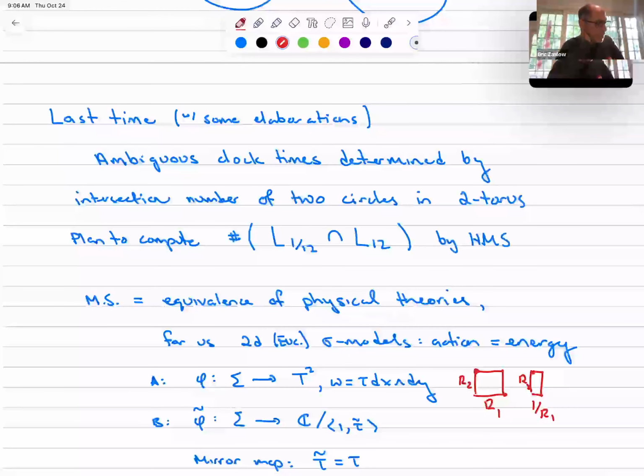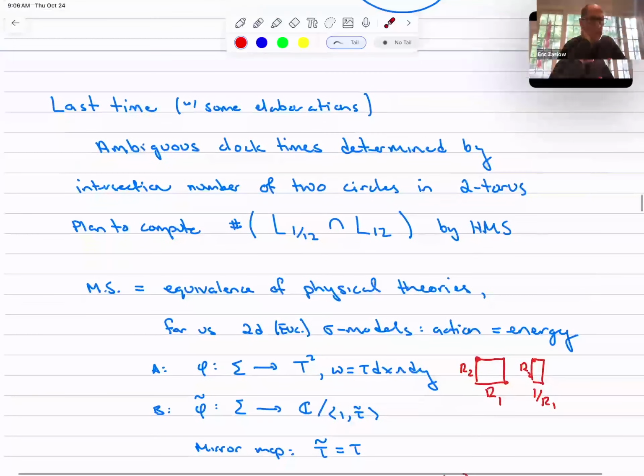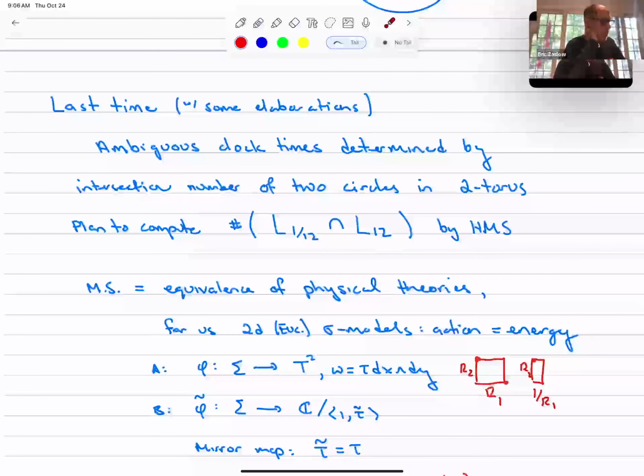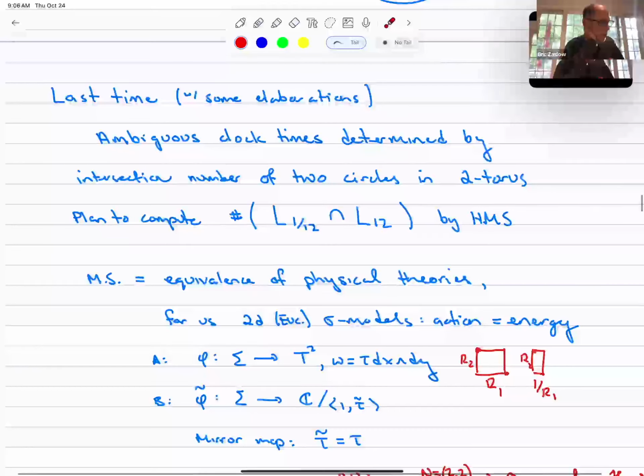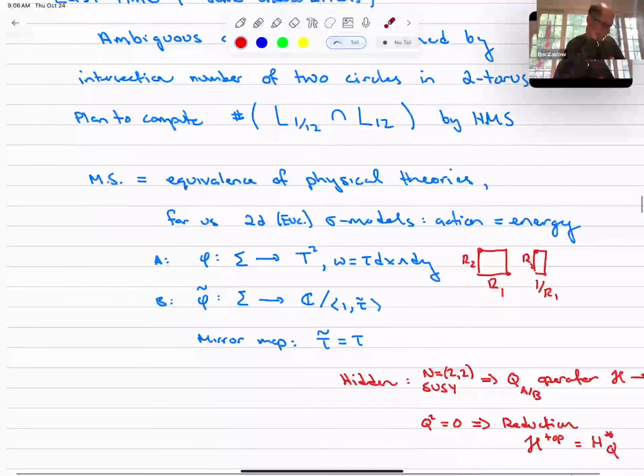For the first torus, we're going to pay attention to its area, encoded in this 2-form that you integrate to give an area of tau. And then for the next torus, we're going to encode its shape in terms of the lattice 1 comma tau twiddle. The statement that the sizes and the shapes get interchanged is the statement that the mirror map is tau twiddle equals tau.